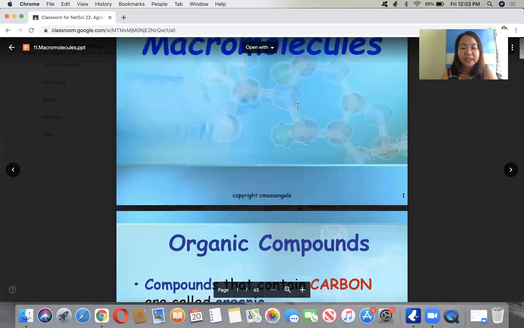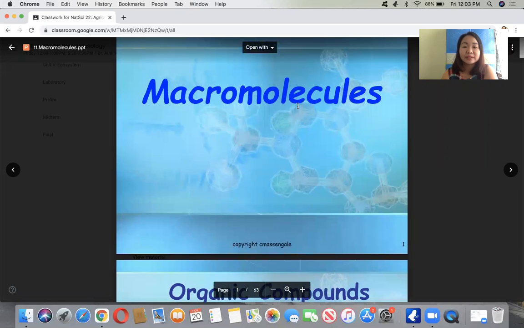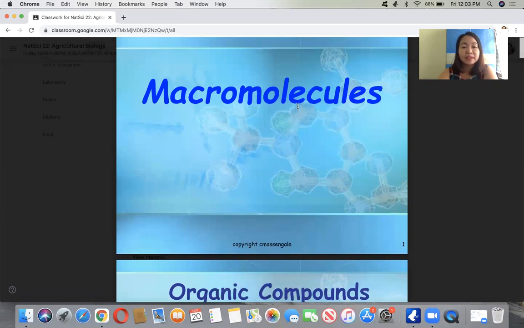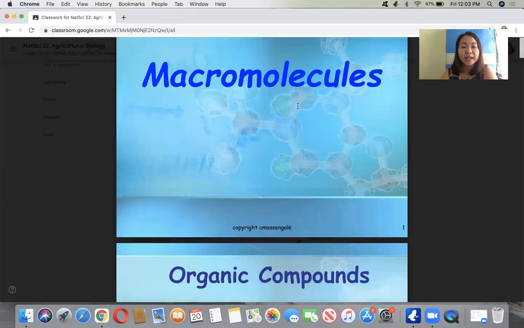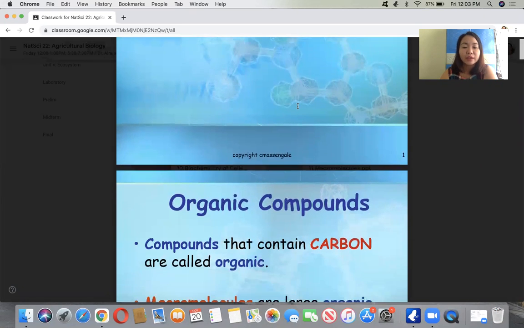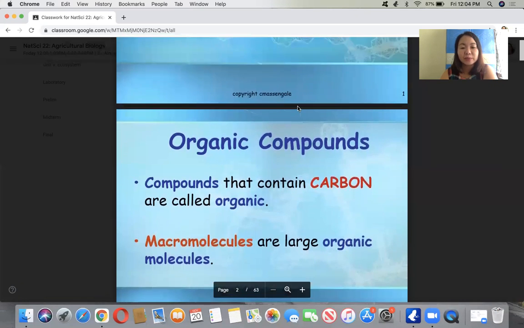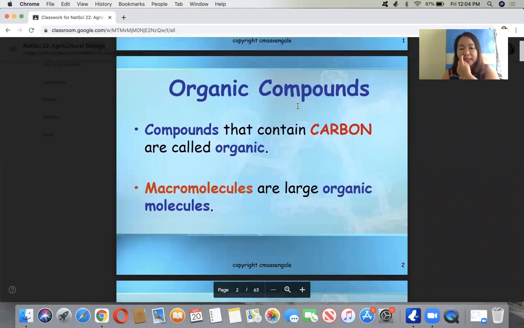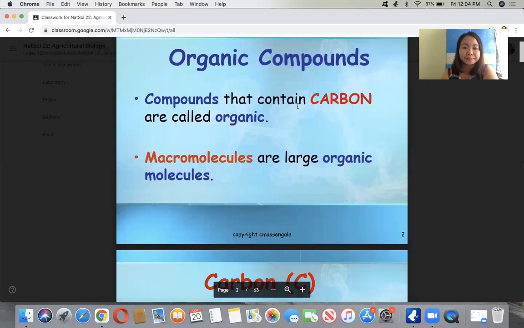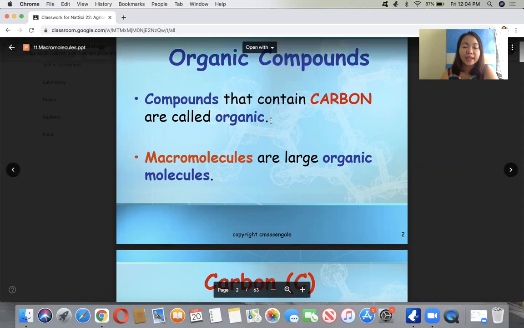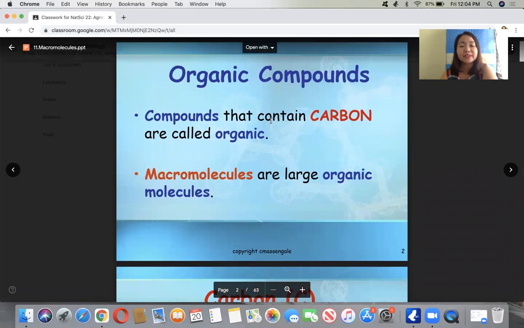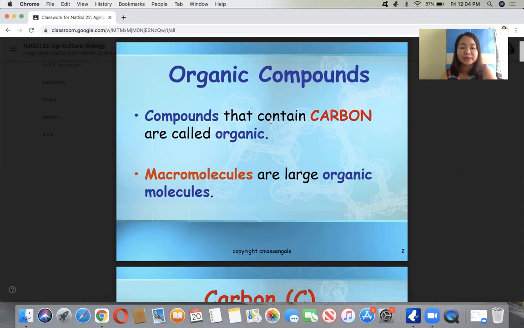So from the previous discussion, we have learned that macromolecules are the big types of molecules, or the substances which are composed of large compounds. So basically, we're studying organic compounds as a part of the macromolecules. These are compounds that contain carbon, which are called organic. So organic chemistry is the study of organic compounds.